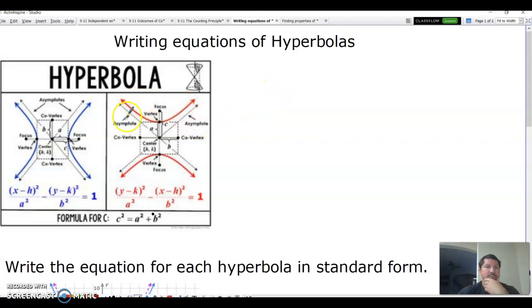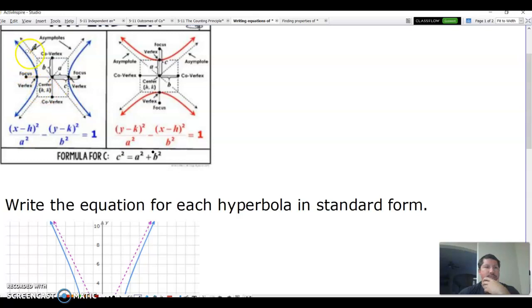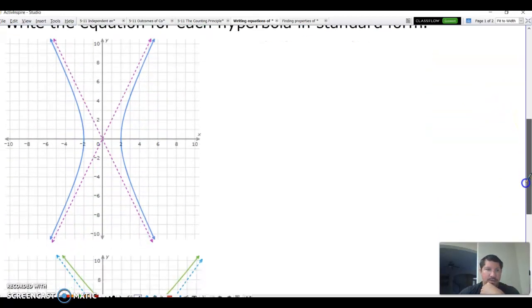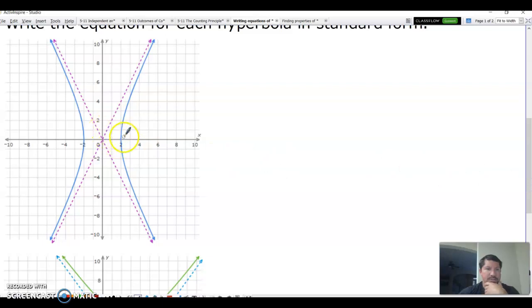Alright, so in this one we're going to be writing the equations of hyperbolas. Remember, we have to really focus on whether it's opening right and left or up and down to know which way to put it. We also have to be able to find A and B. Obviously from here it's pretty simple.